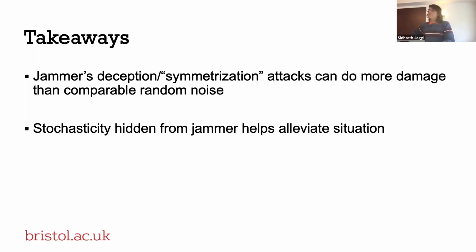So, some takeaways are these. The jammers' deception and symmetrization attacks can do more damage than just random noise attacks. And stochasticity, as long as there's something that's hidden from the adversary that he or she doesn't know, can help combat jamming strategies. And it's the tension between these two that in some scenarios, for example in these sorts of problems, I only talked about one specific scenario.